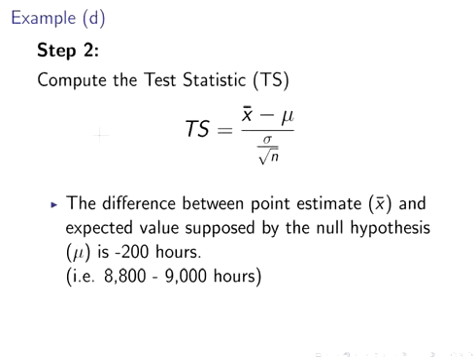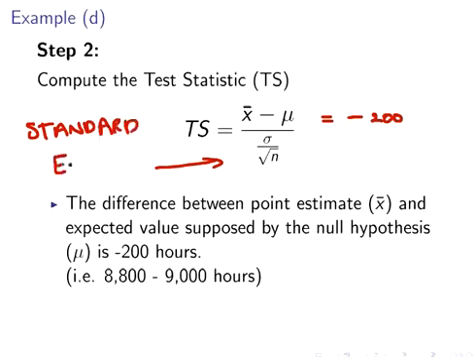Okay, so let's compute the test statistic, TS. There's lots of ways of writing this down, but I just use TS for the sake of simplicity. So x bar minus mu: that's the point estimate minus the expected value under the null hypothesis, or whatever the average value is claimed by the null hypothesis. In this case it is 8,800 minus 9,000, so the numerator works out to be minus 200. This part here is the standard error, and we also have to calculate this.